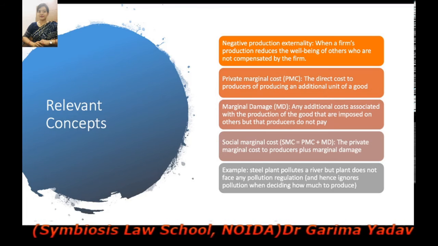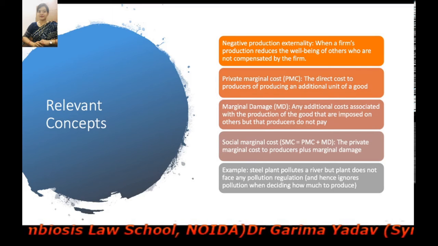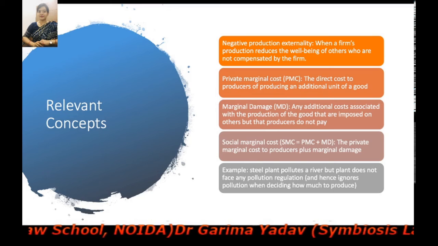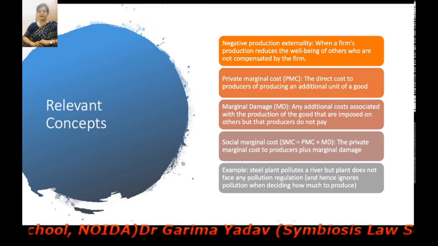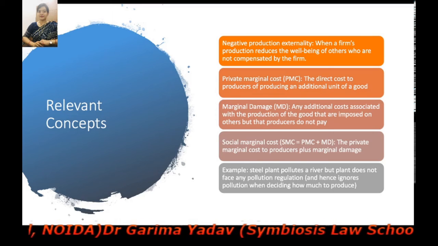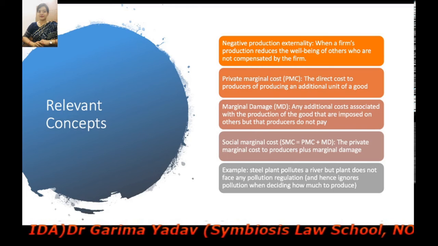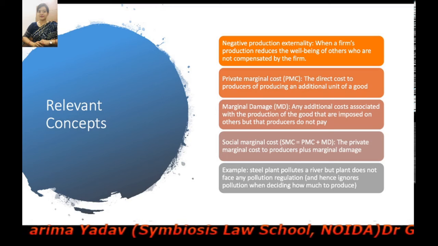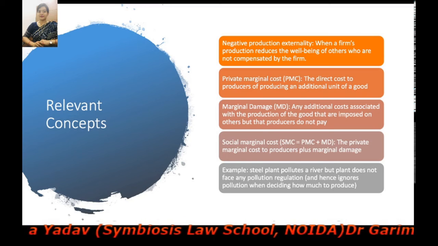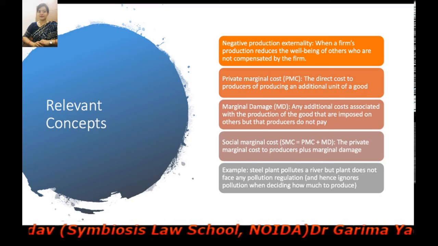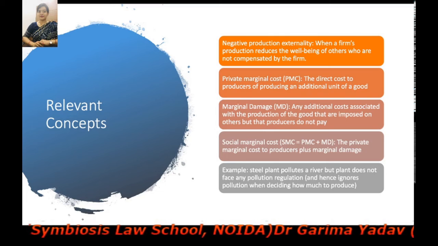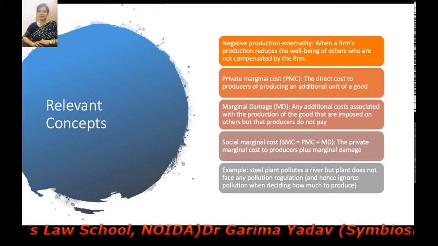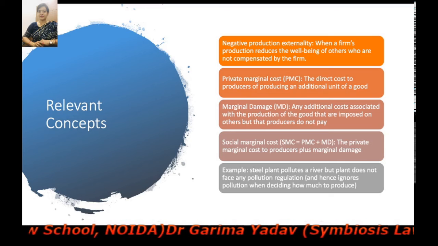So, for example, if we talk about the same steel plant, the steel plant pollutes a river, but the plant does not face any pollution regulation and hence is able to ignore pollution when deciding how much to produce, as was mentioned earlier. Now, what is the private marginal cost? It is the direct cost to produce an additional unit of good. So let's say one more ton of steel being produced, and the cost involved in that will be the private marginal cost for the steel plant producers.